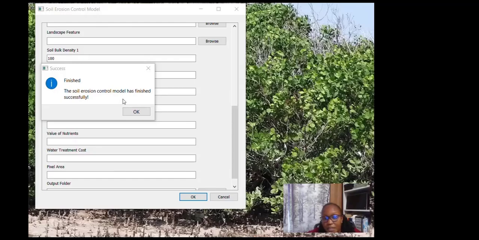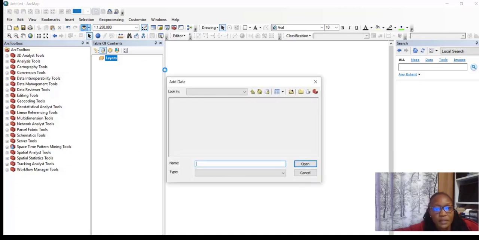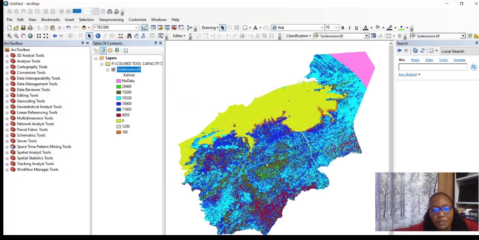So finally, the model has finished. Let's visualize our soil erosion output. I will do this in ArcGIS, so we can also appreciate another software, since we've been using QGIS all through these lessons. So we load our data set, the soil erosion output. You can see it there.